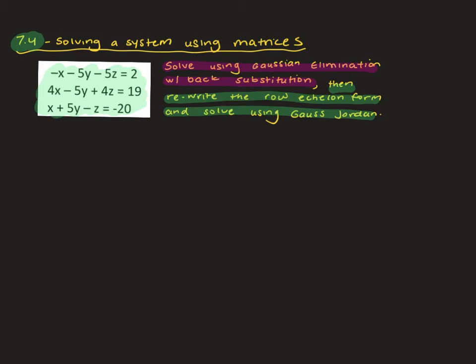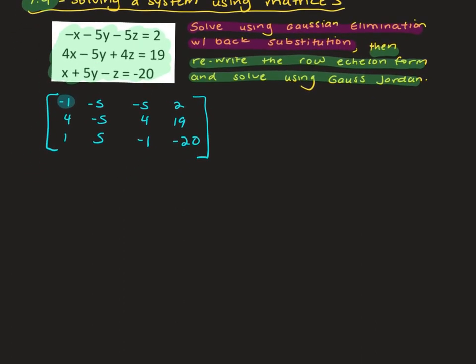All right, so the first thing I'm going to do is write the system. -1, -5, -5 and 2, 4, -5, 4 and 19, 1, 5, -1, -20. Then I want to get the 1 in that top left corner. So you can multiply everything by -1, or you can switch row 1 and row 3, which is what I'm going to do, because eventually that 1 will be easy that it's negative. 1, 5, -1, -20, 4, -5, 4, 19, -1, -5, -5 and 2.